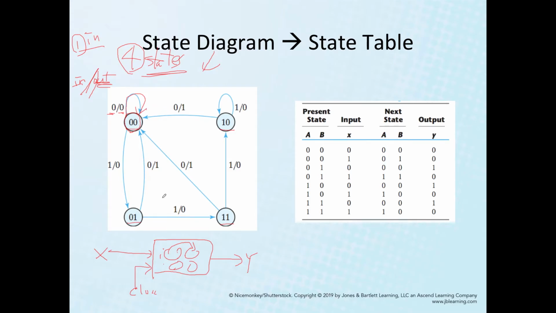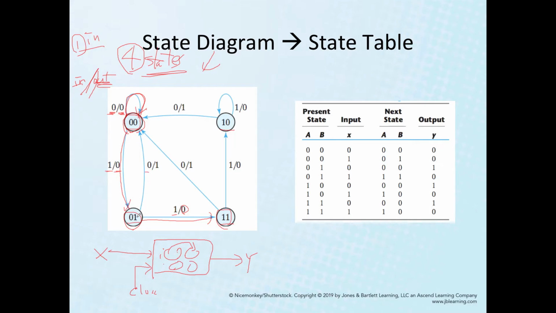So when the system is at state 00 and the input is 0, it remains with output 0. But if input 1 is applied to the system, it changes to state 01 and produces output 0. When the system is at state 01 and the input is 1, it changes to state 11 with output 0.